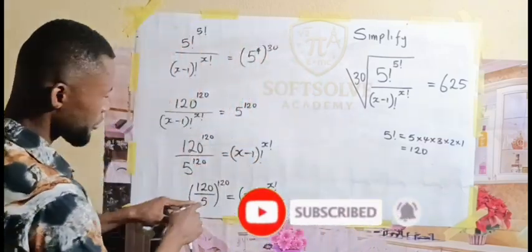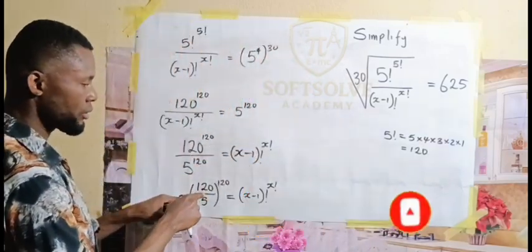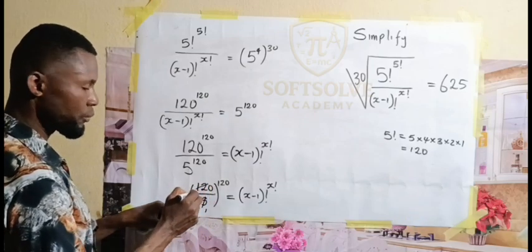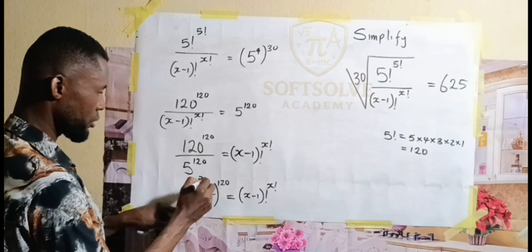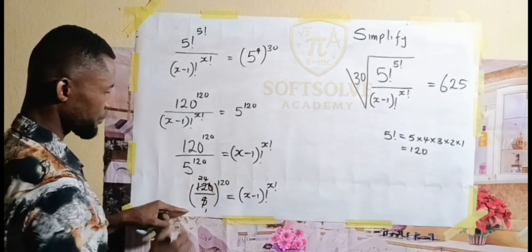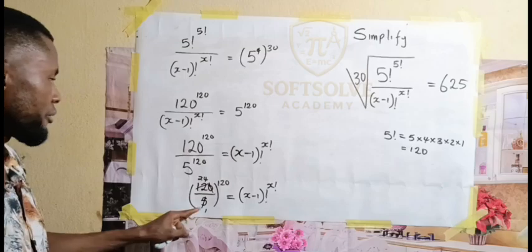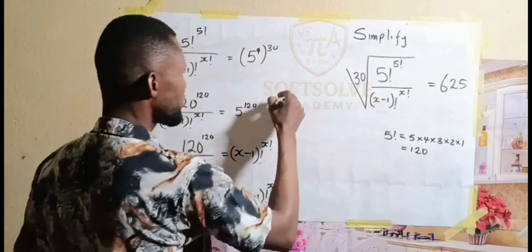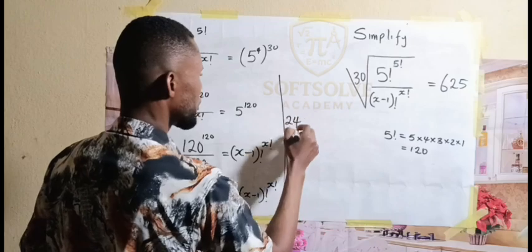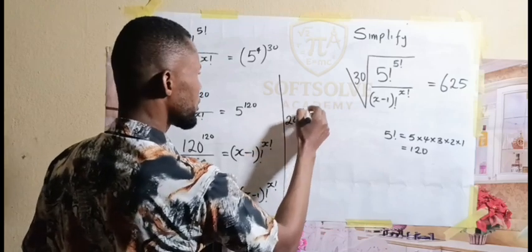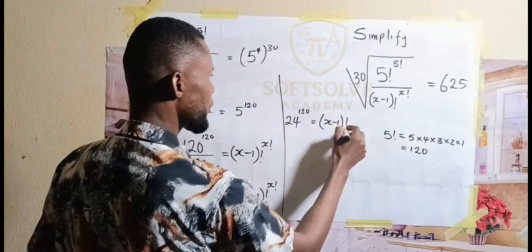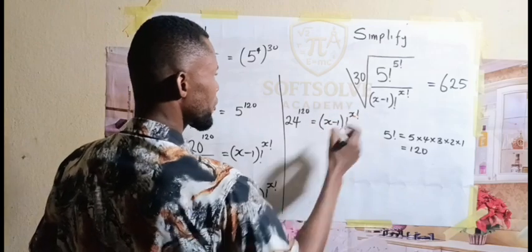Let me clean this up. 5 can divide 120: 5 into 12 is 2, into 20 is 4. So 120 divided by 5 is 24. We'll be having 24 to the power of 120, and that should be equal to x minus 1 factorial to the power of x factorial.